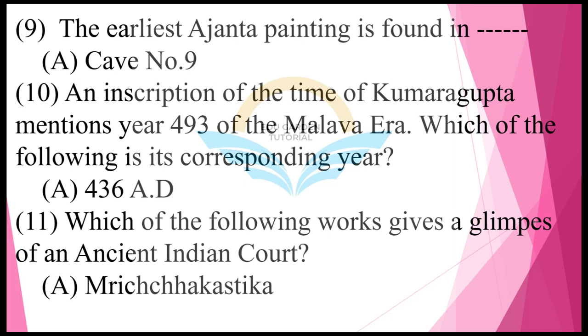Next one, an inscription of the time of Kumaragupta mentions year 493 of the Malwa era. Which of the following is its corresponding year? Answer is 436 AD.